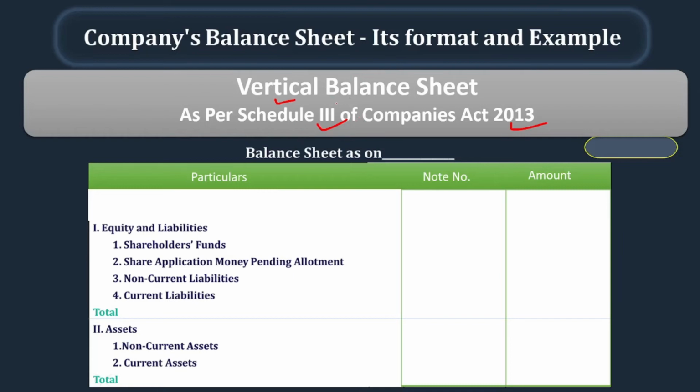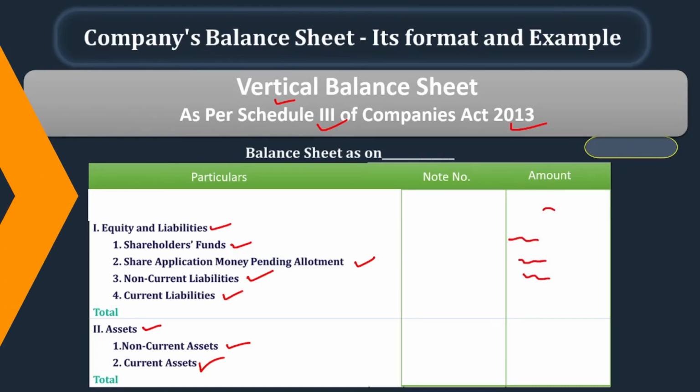Now in vertical format, the first thing you need to write is equity and liabilities, and under equity and liabilities there are sub-headings: shareholders' fund, share application money pending allotment, non-current liabilities, and at last current liabilities. And on the asset side you have to write two things, that is non-current assets and current assets. This is a very simple format, and the final amount will be written in this column. Now let us solve practically.